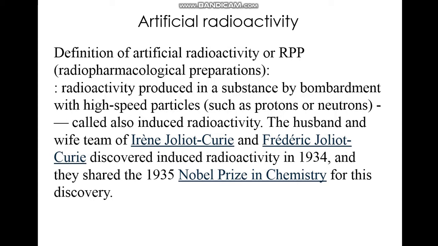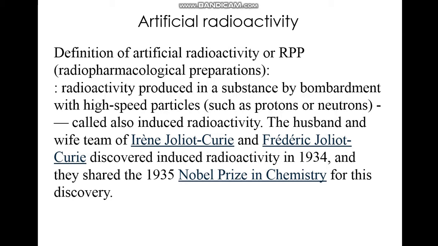Artificial radioactivity, in other words, produced radioactive elements that are not naturally radioactive. One important use of artificial radioactivity is the diagnosis and treatment of disease. In addition, the Joliot-Curie breakthrough helped lead to the discovery of nuclear fission.